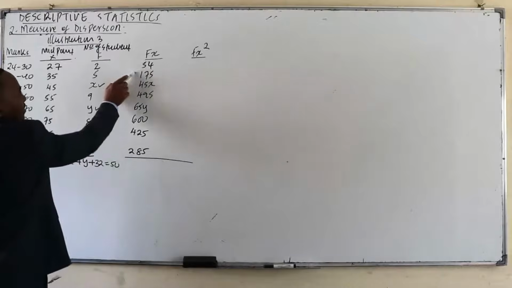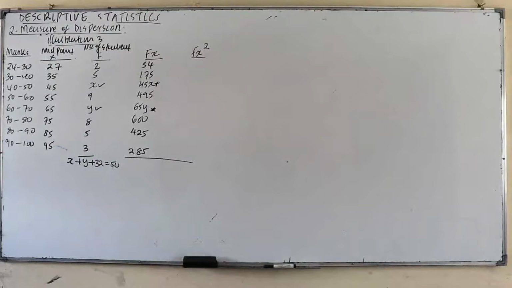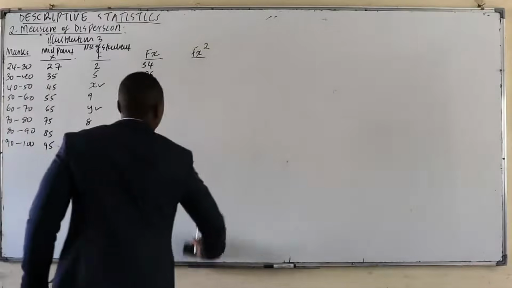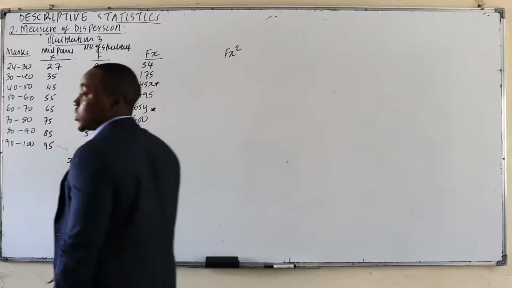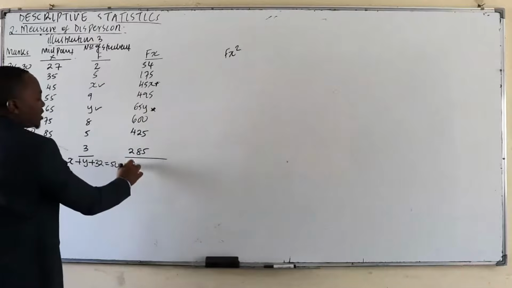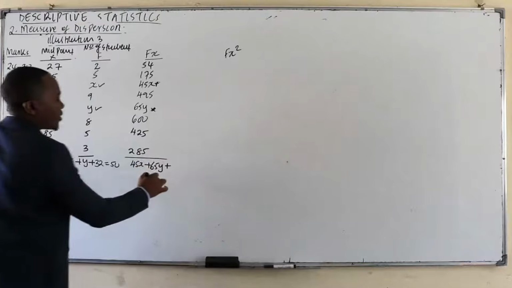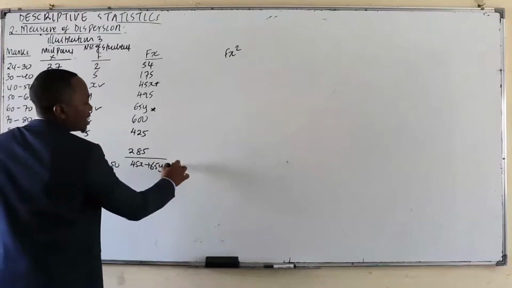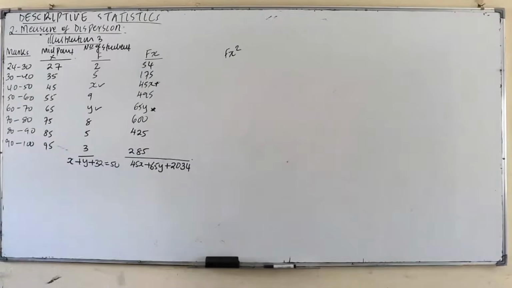Yeah, add this plus this. You leave this, also leave this for y. Add the others. So this one will be 45x plus 65y plus the other one. You're getting how much? 2034. Yeah, 2034. So now let's get the unknown.